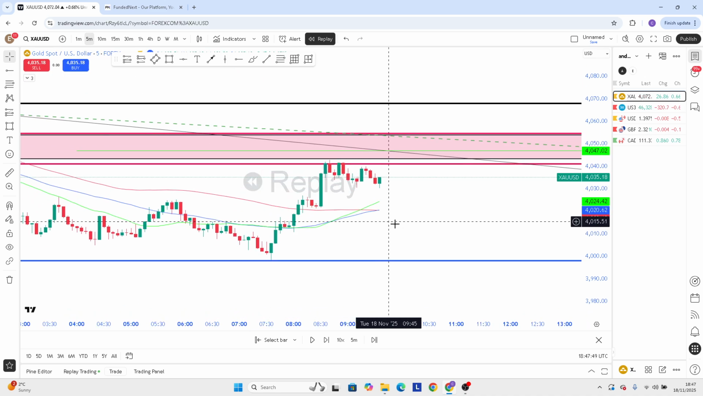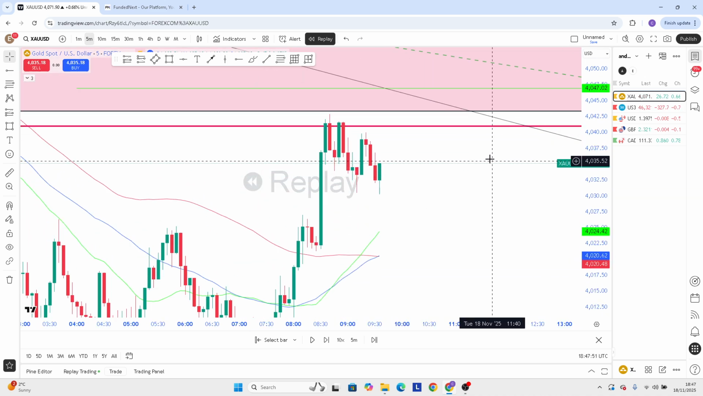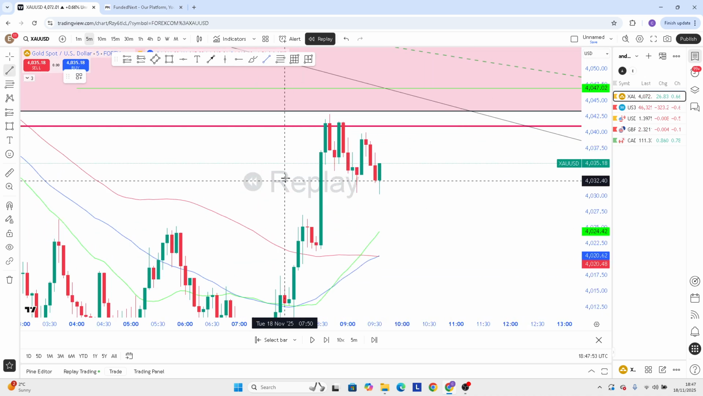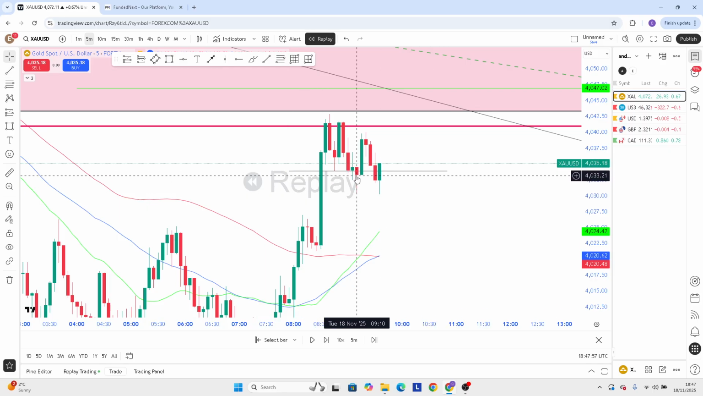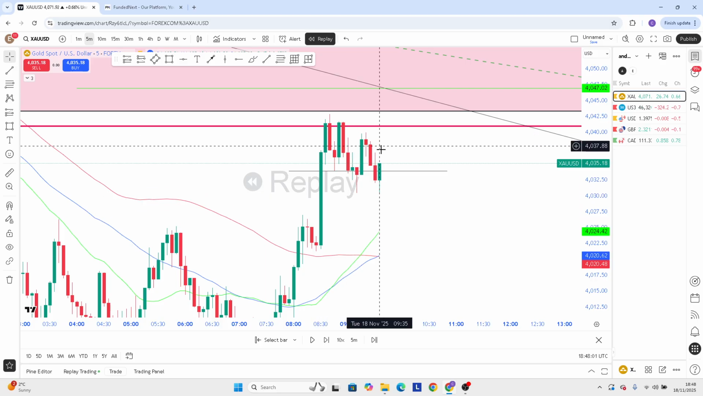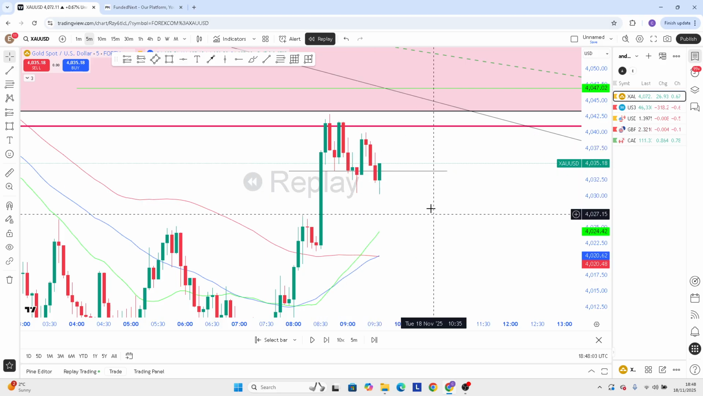I hop on the 5-minute time frame. This is an A plus sell. Even though it didn't work, it is an A plus sell. But I hop on the 5-minute time frame. Price forms its reversal pattern right here. Candle close. Price corrects, and anything below this level is entries.